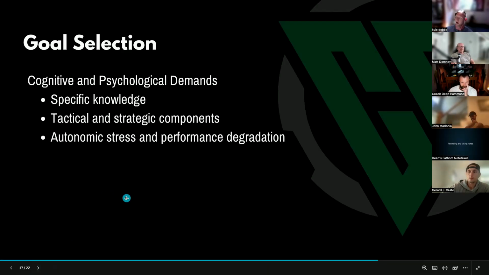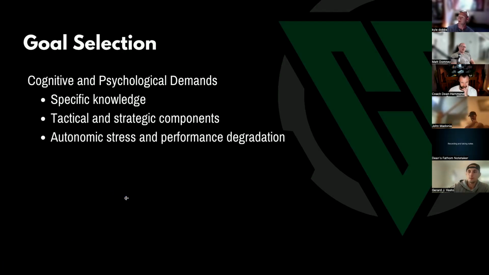Cognitive and psychological demands. So this is something, honestly, some of you might not need to mess with at all or not feel comfortable with. But this might have to do with specific knowledge of the actual task, like just teaching them what the task is. It might be a novelty issue versus a familiarity issue for a lot of people. Tactical and strategic components to the task. Again, this is going to be stuff that's a little bit more sport specific.